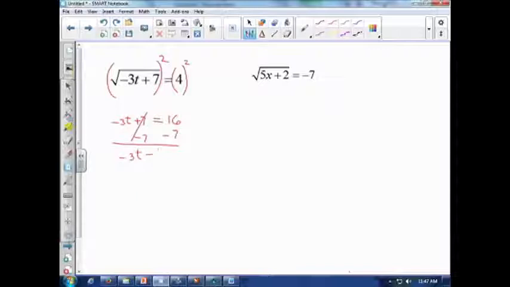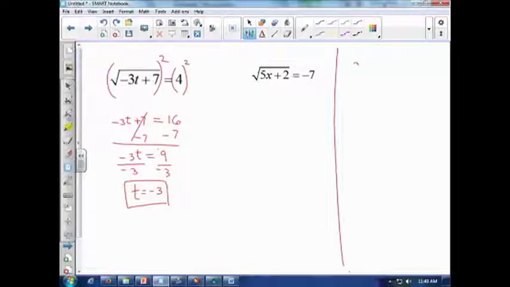Negative 3t equals 9. Divide by negative 3, t equals negative 3. However, I'm not sure if this is a solution or not, because sometimes when you square both sides, you get extraneous solutions. Let's look at why this happens.